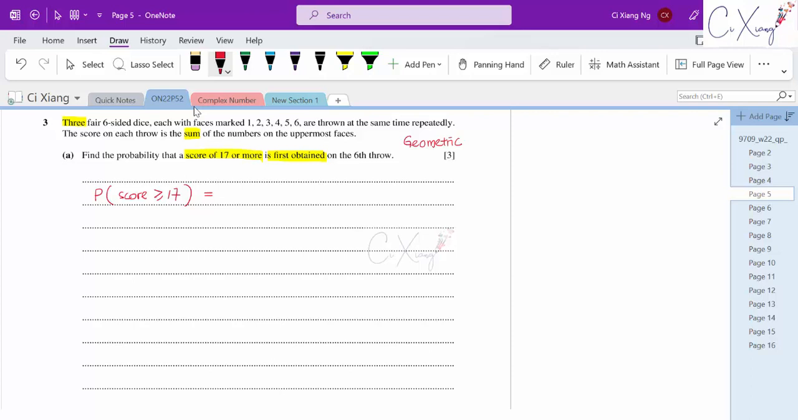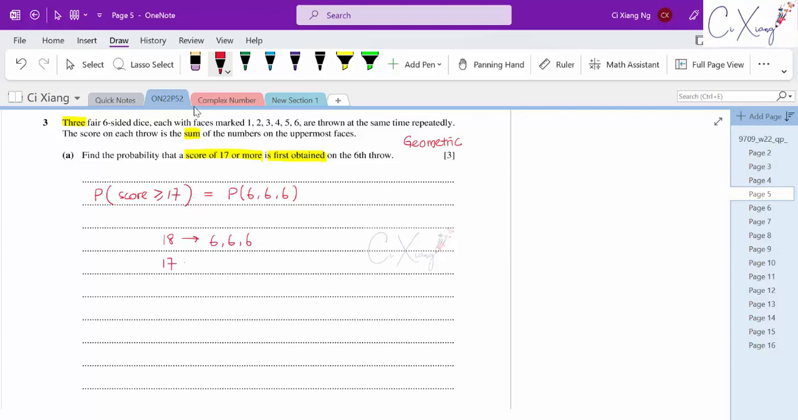Okay, so to get a score of 17 or more, maybe we consider the largest value first, which is 18. To get 18, I have only one result where all 3 dice show 6. So 6 plus 6 plus 6 gives 18. So the first case is the probability for 6, 6, and 6. There's only one case, no other cases. We won't get a sum more than 18, right? Okay, so we reduce one number.